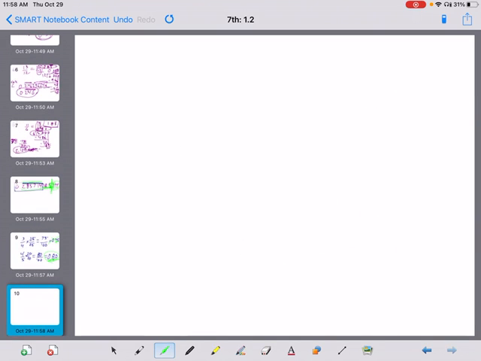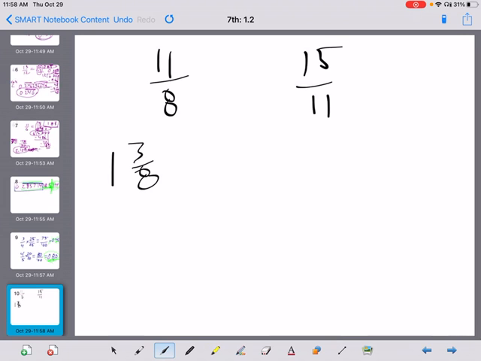Top page 22 here. Compare the positive numbers using the symbols less than or greater than. Use the number line to help you. So if I have 11 over 8 and 15 over 11. All right, well, 11 over 8 is 1 3/8, and 15 over 11 is 1 4/11. How am I going to get that? Well, 3 over 8, we actually did that earlier, so it's going to be 1.375.